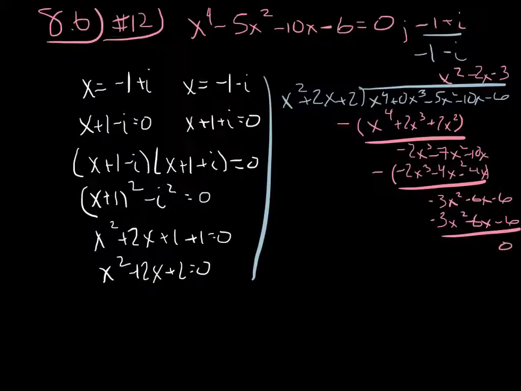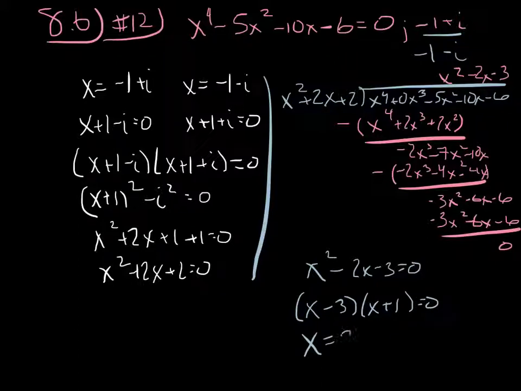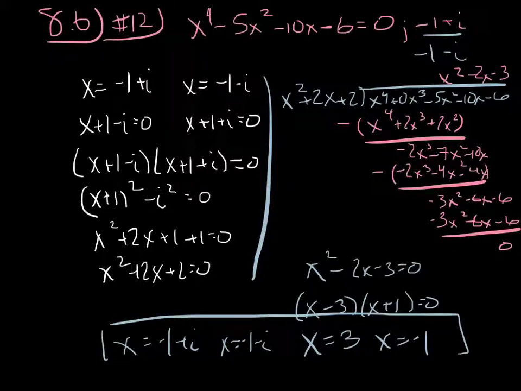That works. So I can set x squared minus 2x minus 3 equal to 0, which gives me x minus 3, x plus 1 is equal to 0, x is equal to 3, x is equal to negative 1, and don't forget the given, negative 1 plus i, and its conjugate, x is equal to negative 1 minus i. So those are your roots for this.